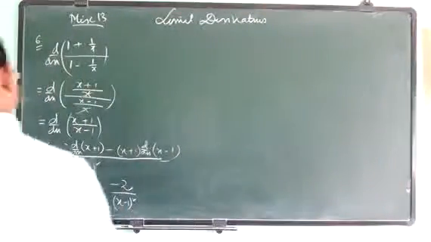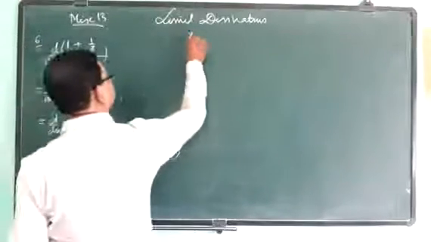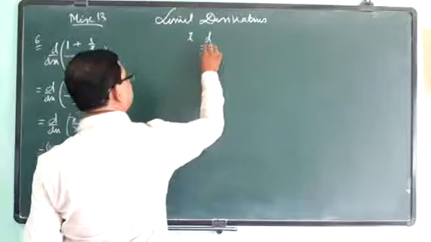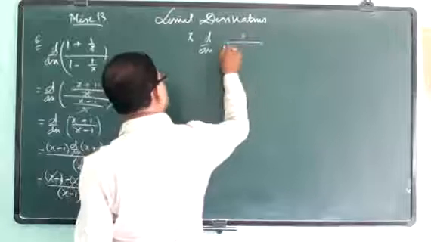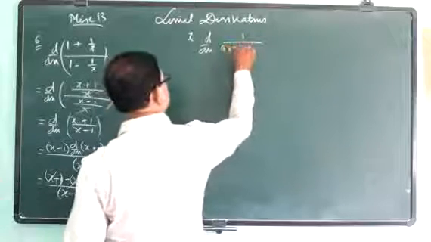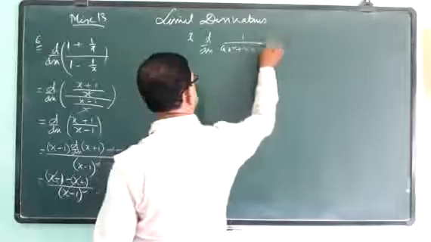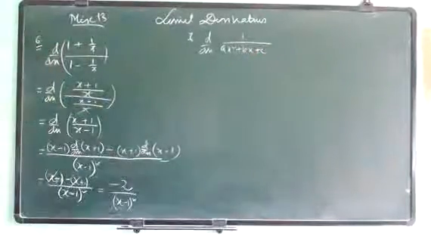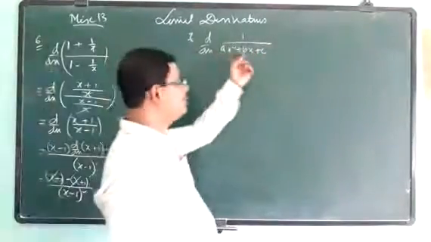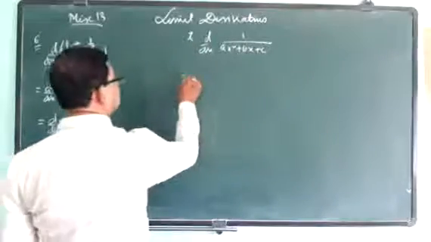Then question number 7. We have to differentiate 1 by (a x square plus b x plus c). How to do it?